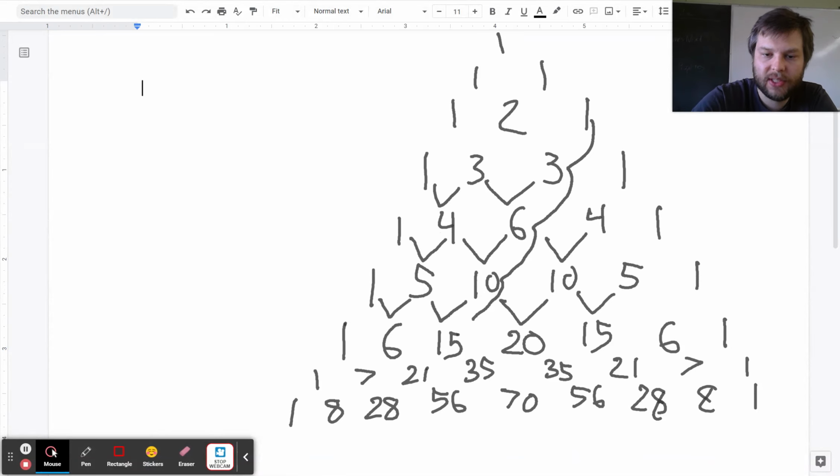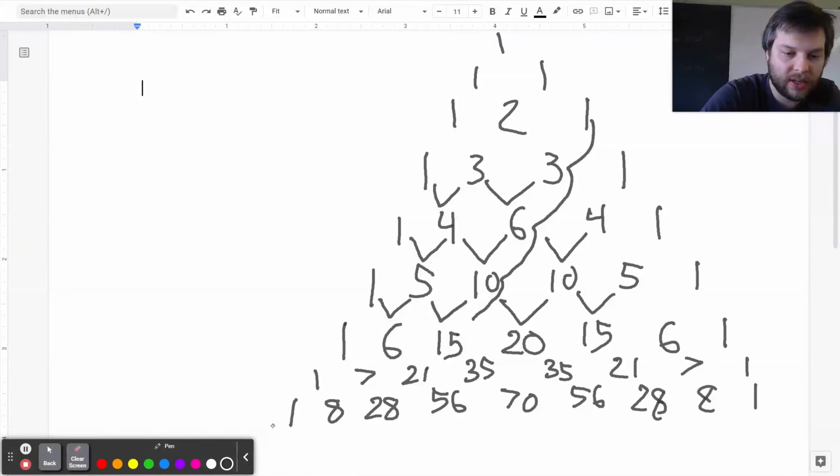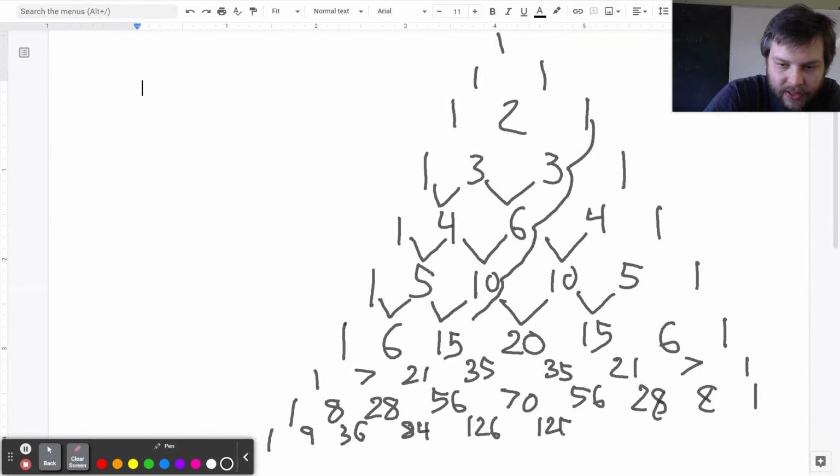I'm going to scoot down just to see if I can fit in maybe two more rows here. 1, 9. Let's see, that makes 36. That makes 84? I believe that's correct. That makes 126? 126. Then we got 84 because I know it's symmetrical. 36, 9, and 1.